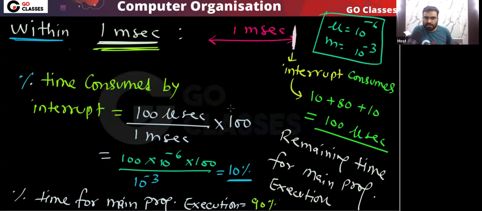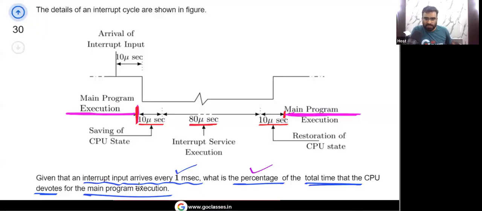In 1 millisecond, 100 microseconds is consumed for interrupt. So that is 10%. So you can see the percentage of time consumed by interrupt is 10%. So main program execution is 90%. So for this question, the answer is going to be 90%. Okay, is this clear?